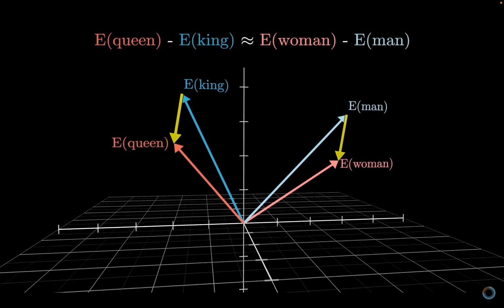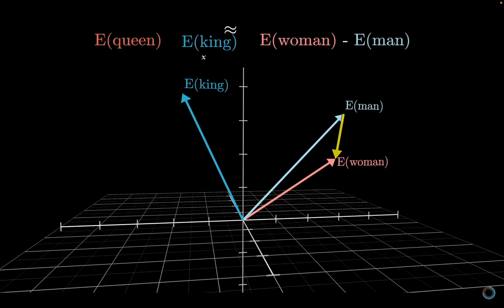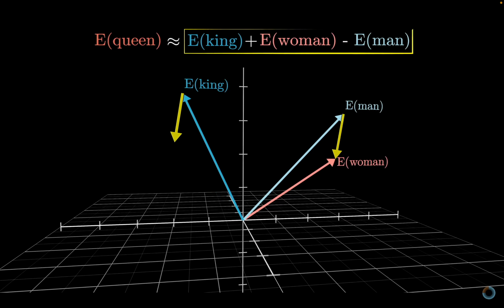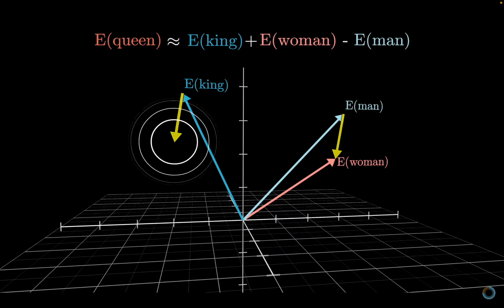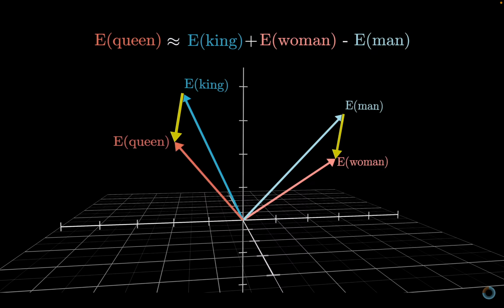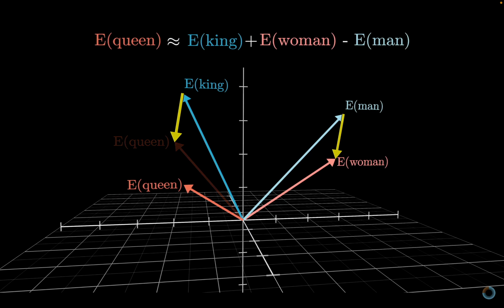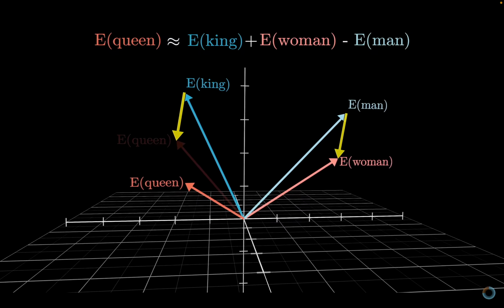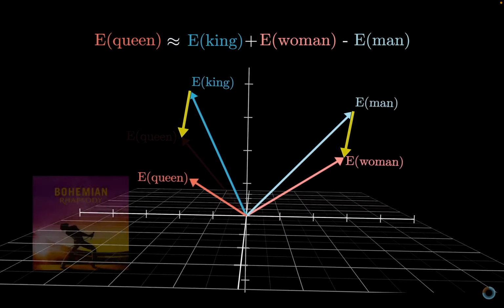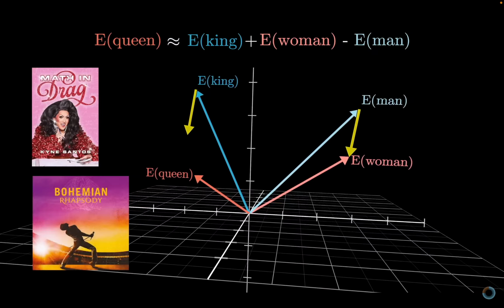So let's say you didn't know the word for a female monarch, you could find it by taking king, adding this woman minus man direction, and searching for the embeddings closest to that point. At least, kind of. Despite this being a classic example, for the model I'm playing with, the true embedding of queen is actually a little farther off than this would suggest, presumably because the way that queen is used in training data is not merely a feminine version of king.